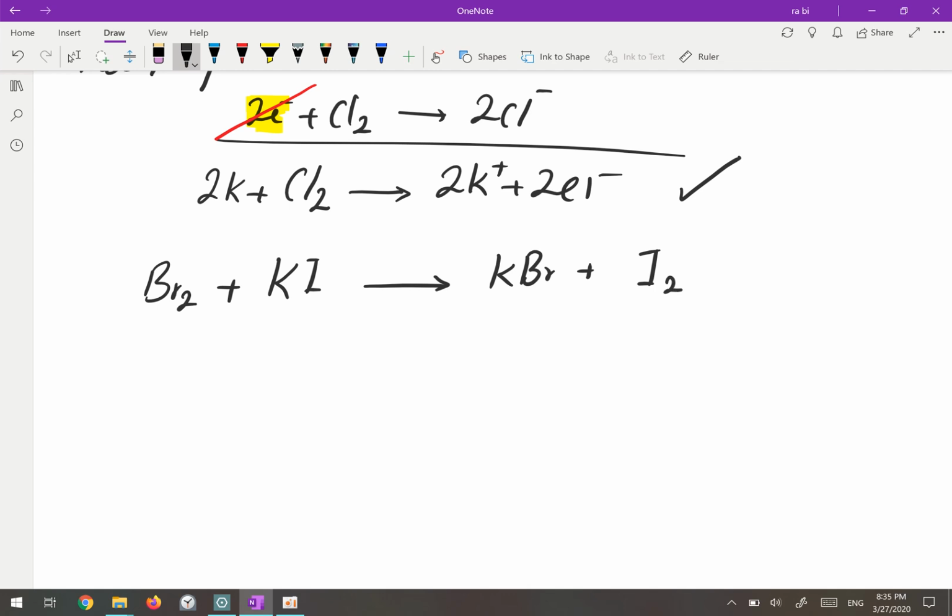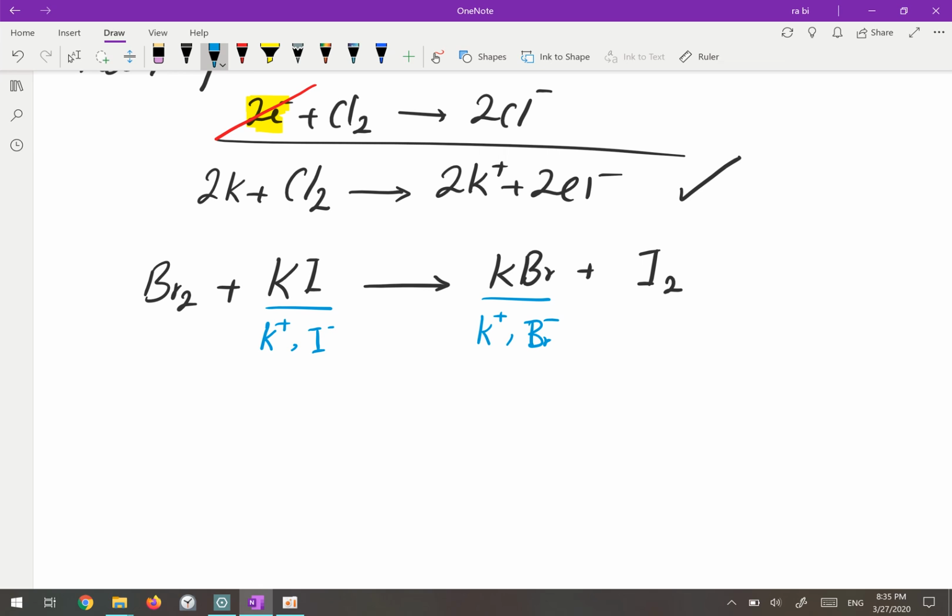Okay, so always in this type of equation, find the ionic compounds. Write them as a cation and anion. Two ionic compounds I have here, KI. The cation is K plus, the anion is I minus. On the right side, I have KBr. The cation is K plus, the anion is Br minus, bromide.